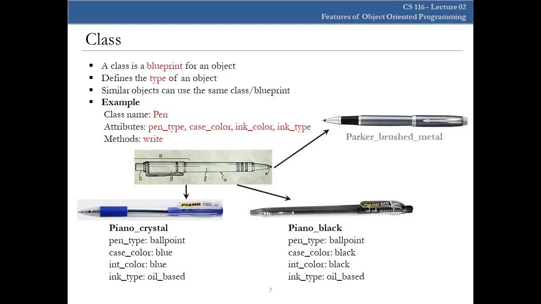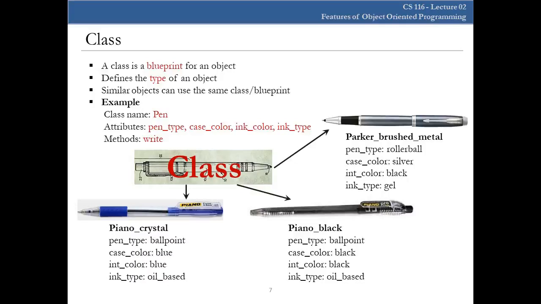Similarly, I can define another object, let's suppose this Parker brushed metal, and then I can set all these properties for this new type of pen also. Pen type, I'm setting it to rollerball, case color is silver, ink color is black, and ink type is gel. So see, these are three objects which are different entities, right? But since they are similar in making, they can all share the same blueprint.